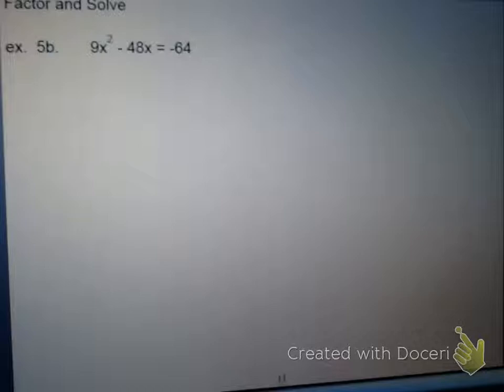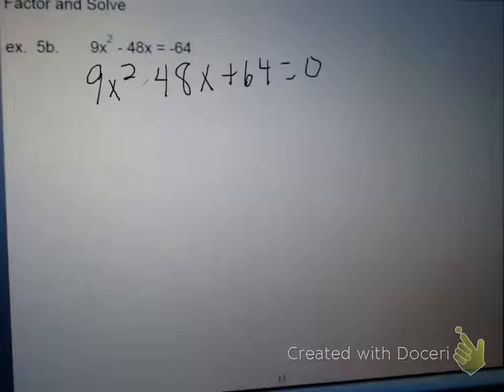Example 5b, we have to get it equal to 0, so we're going to add 64. Now, do we have a GCF? Is there a common number that goes into 9, 48, and 64? There is not. But 9 is a perfect square, and 64 is a perfect square. So I think this might be a perfect square trinomial. So I am going to treat it like that.